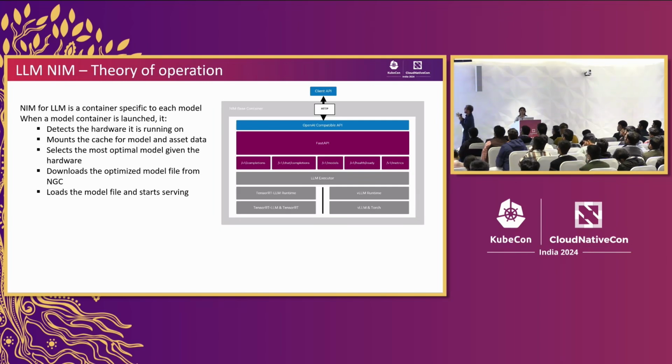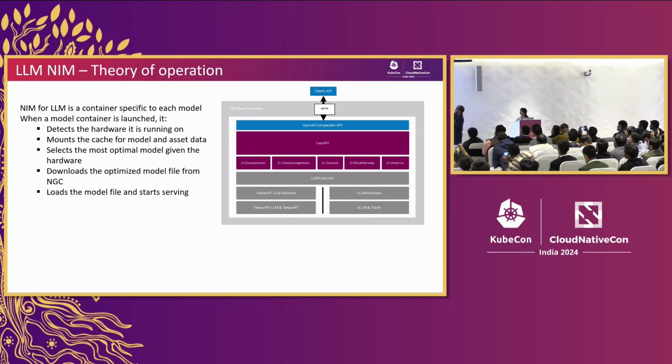The theory of operation, basically how NIM works, is that when you download a NIM and run it on your system as a container, it detects the hardware it is running on, which I told you already, and mounts the required cached model. Pulling the model always from a repository is going to be hard, so you have a NIM cache so that you can always load your model. That gives you a good microservice start time, or what we call the time to first token. We will see that in an example.